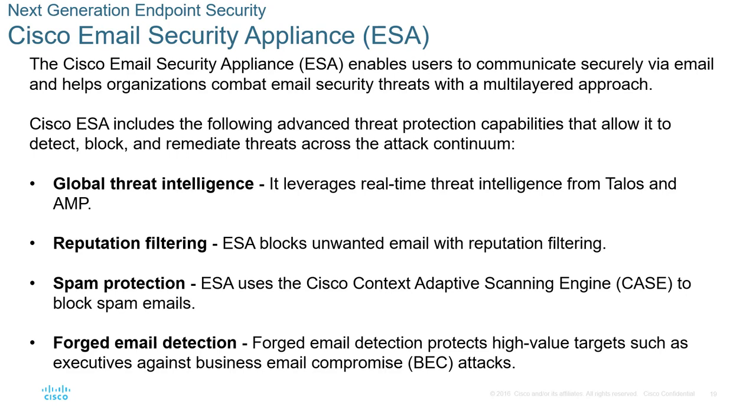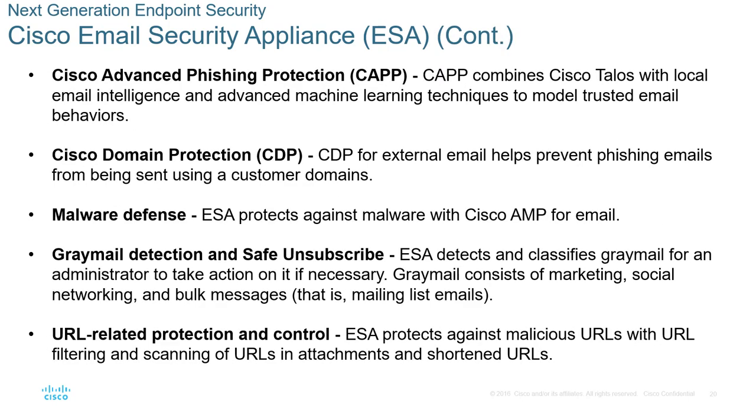That way, they can start protecting executives, or management more specifically, against these types of attacks. We also have advanced phishing protection, domain protection, malware defense via email detection, gray mail detection, and unsafe subscribers. The ESAs detect and classify gray mail for an administrator to take action if necessary. Essentially, it alerts our administrator to ensure that they are not blocking mail that should not be blocked.